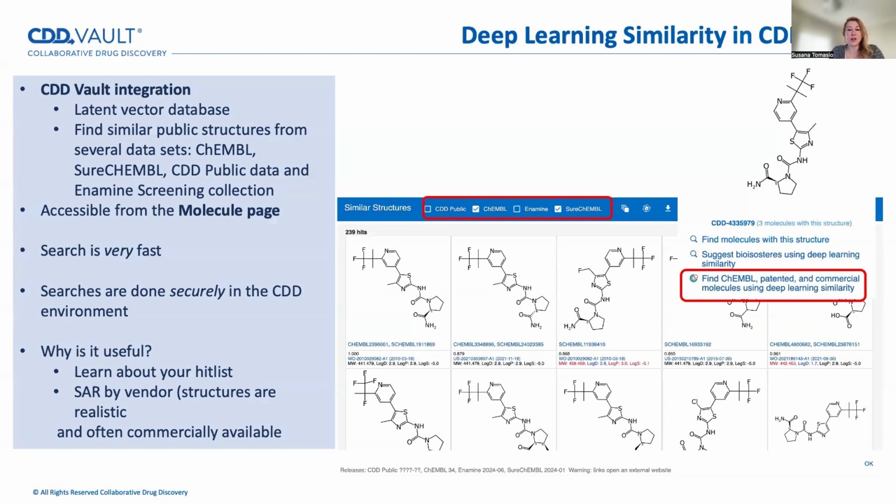Well, by having a latent vector database of compounds from different public databases, such as ChEMBL, SureCHEMBL, CDD Public data, and Enamine Screening collection, then from the CDD Vault molecule page, you can simply click on Find ChEMBL, patented and commercial molecules using deep learning similarity, and it searches these databases in a secure way. The advantage is that your structure does not go out of CDD Vault, and then you get the similar structures along with its chemical properties. The known structures will have an ID with the link, which you can click and go out to ChEMBL to find out more information about these structures.